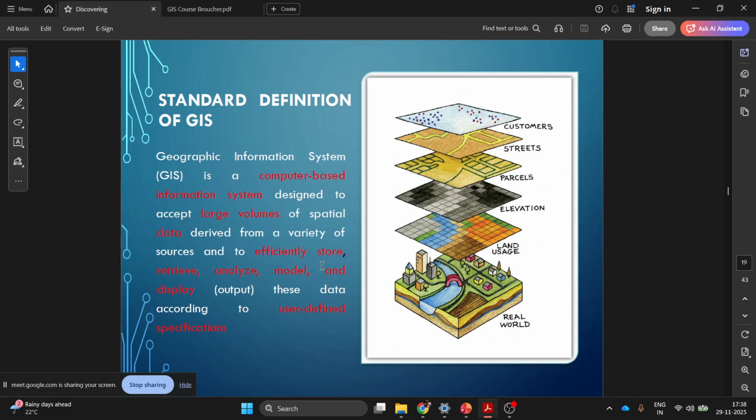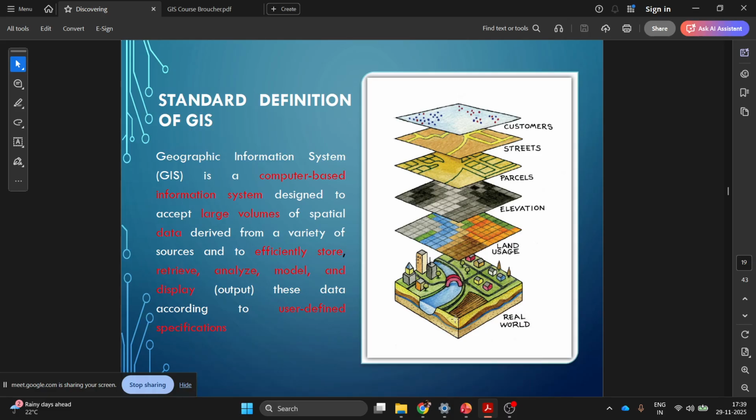So geographical information system is a computer based information system that is designed to accept large volumes of spatial data derived from a variety of sources, and to effectively and efficiently store, retrieve, analyze, model and display this data according to user defined specification. So you would have wondered, what are we doing in GIS? In GIS, we are trying to bring the real world into a computer based database system.